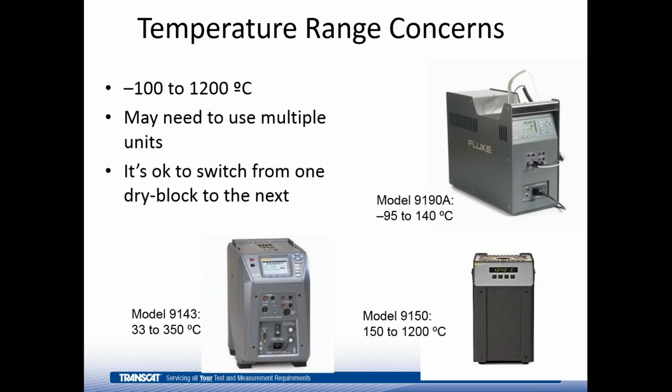So I could also have, for example, a model 9143, and take the last point at 200 in that dry block. It makes it harder to automate the calibration and do the whole thing. You'd have to manually move it from one to the other, but there's no reason you can't do the full calibration and use multiple dry blocks to do it.